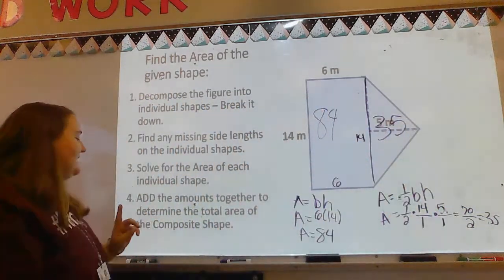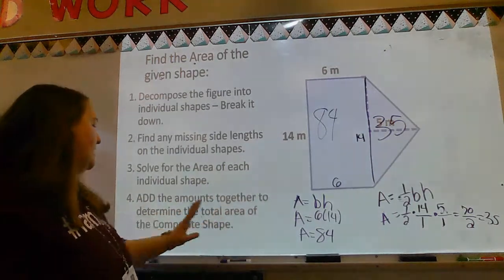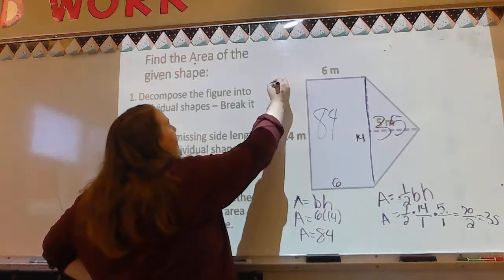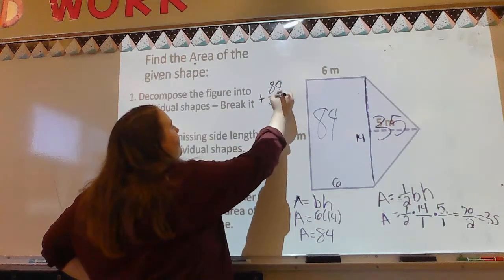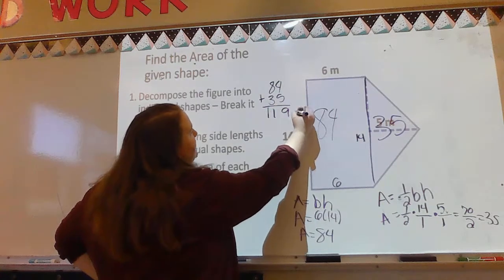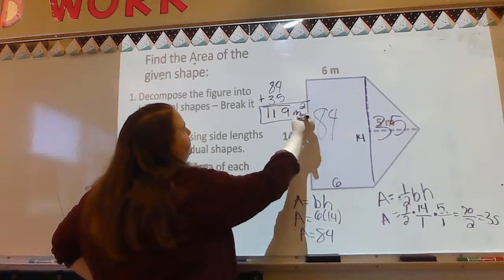Okay? Last step, add the amounts together to determine the total area of the composite shape. So 84 plus 35 gives you 119 meters squared.